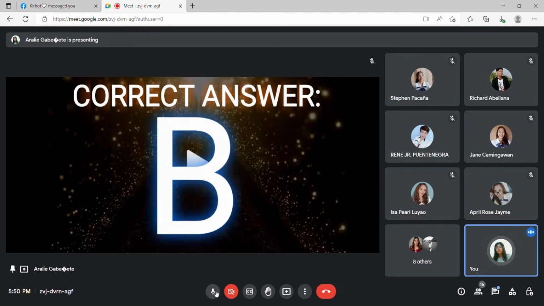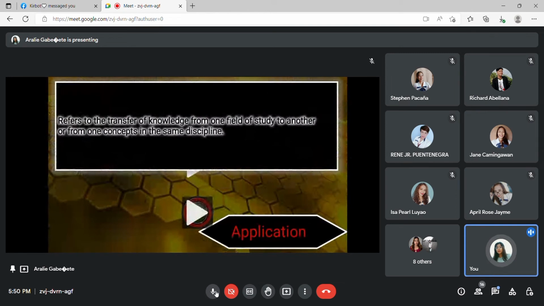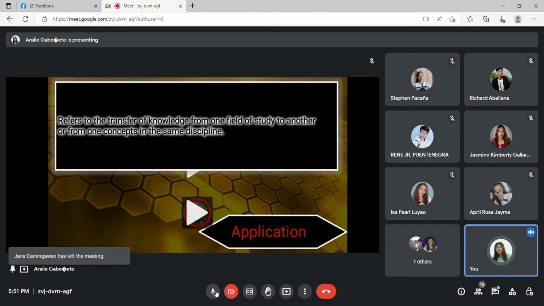The key factor in achieving real value from all of your work is to make the most out of the information you have collected by using effective analysis and interpretation practices. Now let's figure out why the other choices are not the answer. I will not explain the other choices anymore because I already explained it earlier. So application is wrong because it refers to the transfer of knowledge from one field of study to another, or from one concept in the same discipline. So if they learn some information, they will apply it in the real world. So that is application. So moving on to question number 3.